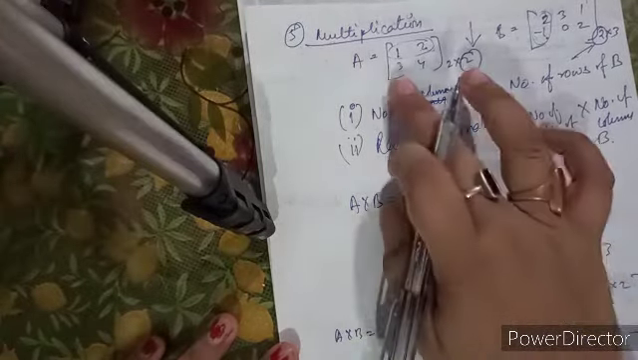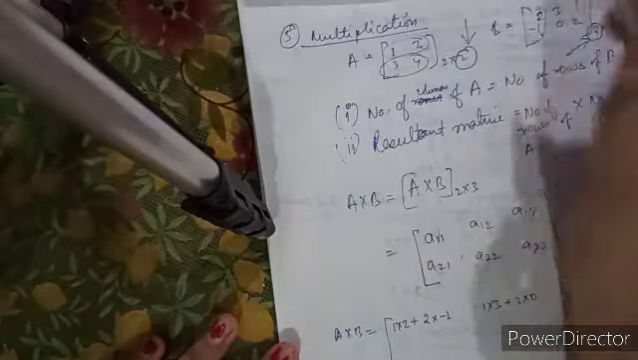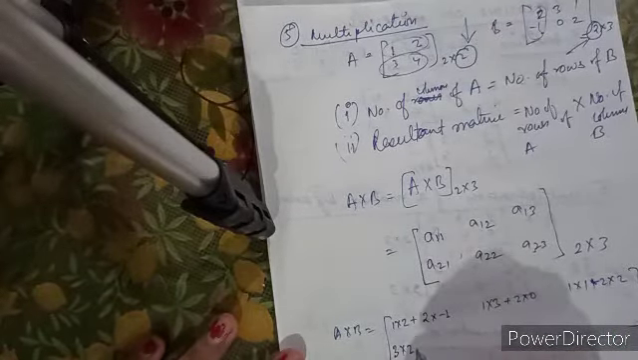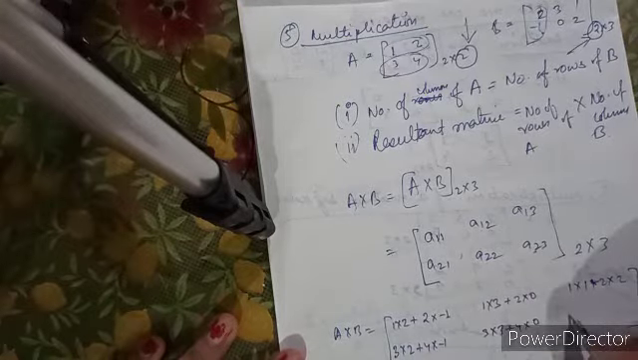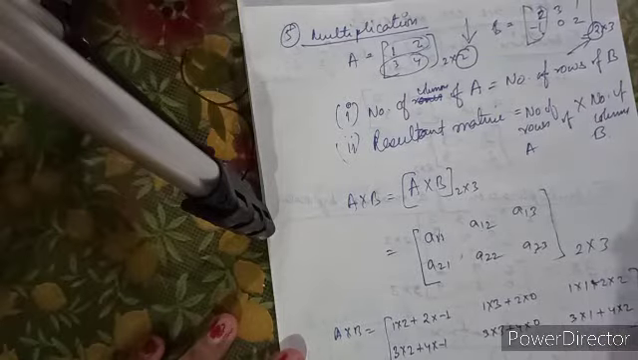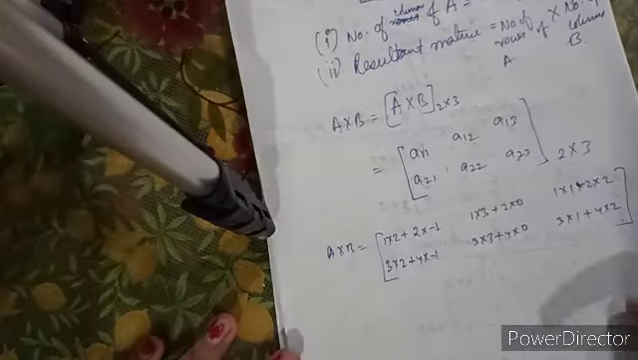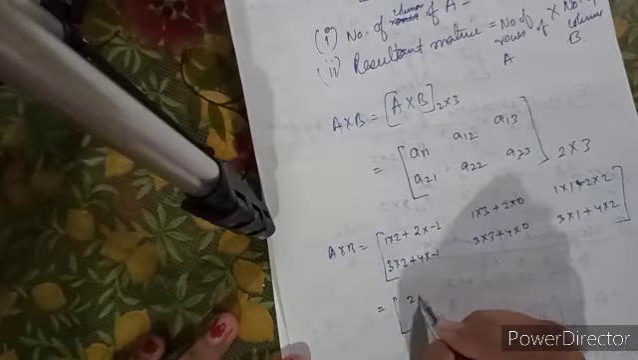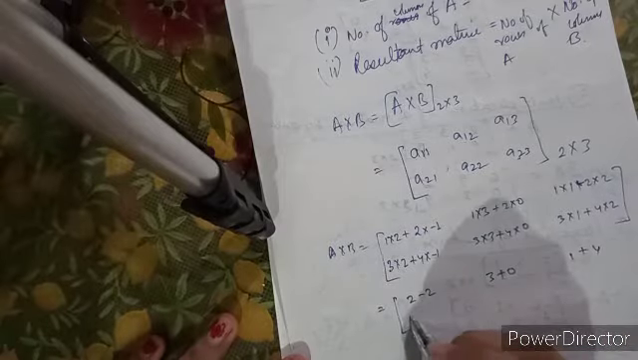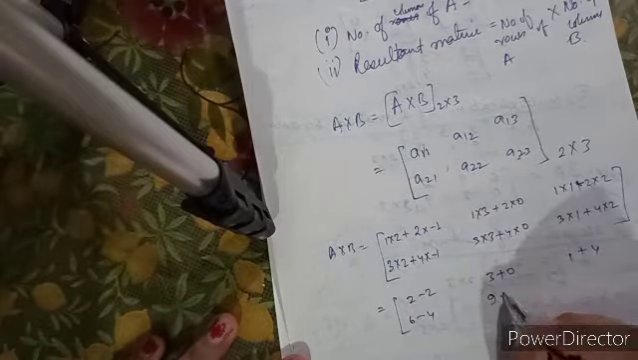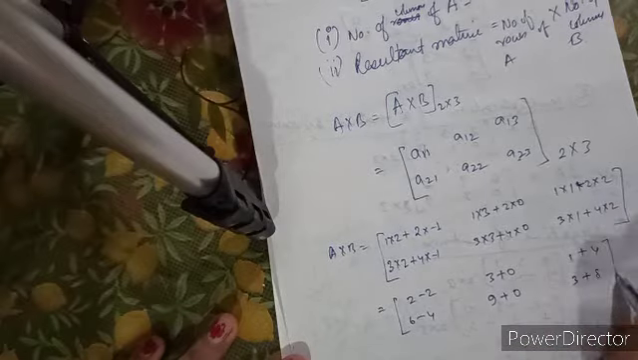Next is A21, that is the second row. This part you have to multiply with the first column. So 3 into 2 plus 4 into -1. 3 into 3 plus 4 into 0. So 3 into 1 plus 4 into 2. That means 2 minus 2, 3 plus 0, 1 plus 4, 6 minus 4, 9 plus 0, 3 plus 8. So what is the output here now? 0, 3, 5, 2, 9, 11.